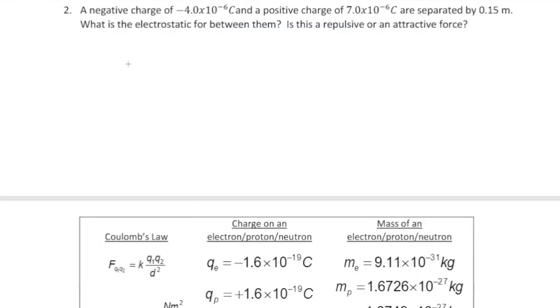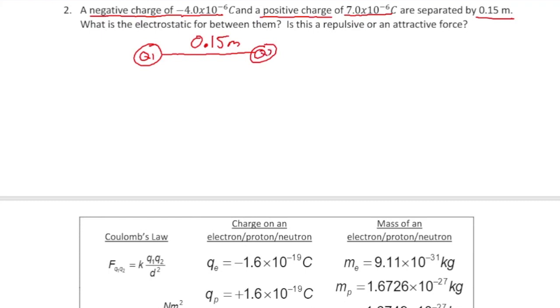Let's take a look at number 2 here, and number 2 says a negative charge of -4 times 10 to the -6 coulombs and a positive charge of 7 times 10 to the -6 coulombs are separated by a distance 0.15 meters. What is the electrostatic force between them? Is this repulsive or attractive? So I'm going to start off with drawing a picture here. And here's my first charge. I'm going to say it's Q1. And I know that it's separated by a distance. And it tells me that distance is 0.15 meters. And here's my second charge, Q2.